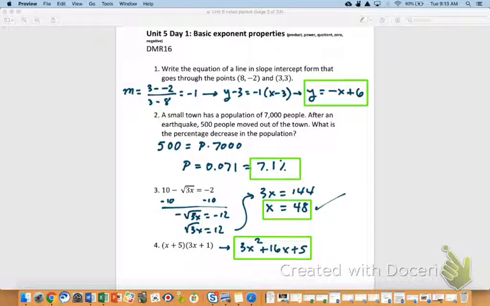So number 1, I got y equals negative x plus 6. You can see my steps kind of flowing from left to right there. Number 2, I got 7.1%. Got 48 for number 3, and it did check. And for number 4, 3x squared plus 16x plus 5.